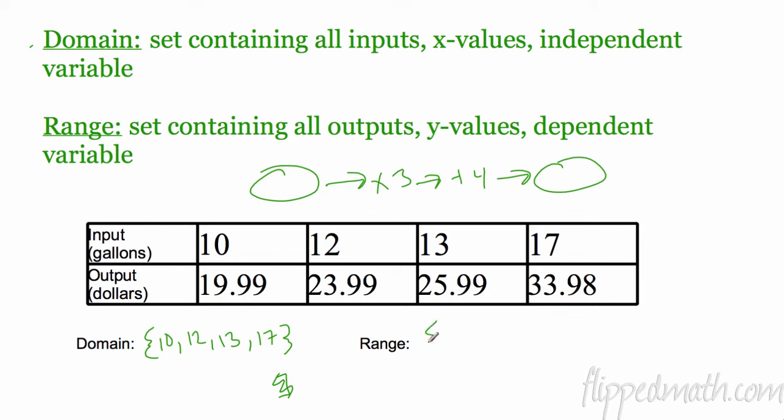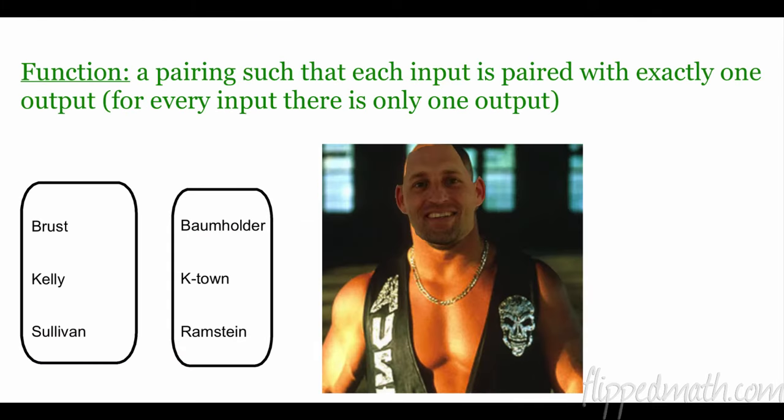My range, make my curly bracket, all possible y values: 19.99, 23.99, 25.99, and 33.98. Whoops, excuse me, 33.98. There are all my possible outputs, all my possible y values, all my dependent variables. They depend on my input. They change depending on what number I put in. All right, that's why it's called the dependent variable.